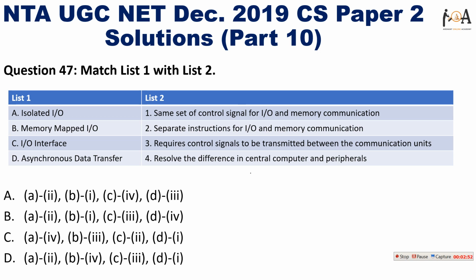Question number 47 is again we have to match list 1 with list 2. It's the easiest kind of question in computer organization, so you just need to know the theoretical concepts. Isolated IO is used for separate instructions for IO and memory communication. So option A will be with option 2 in list 2. And memory mapped IO is used for the same set of control signals for IO and memory communication. So B will go with 1.